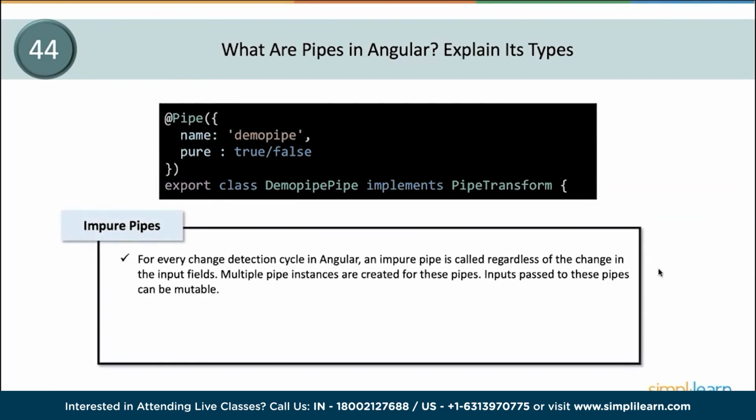Impure pipes are called for every change detection that happens in Angular. Are we clear? They respond to changes in the input fields, and they will be called every time. Multiple pipe instances are created for these pipes, and inputs passed to them can be mutable. By default, all pipes are pure. Only if you want to make it impure, you say pure: true or pure: false.